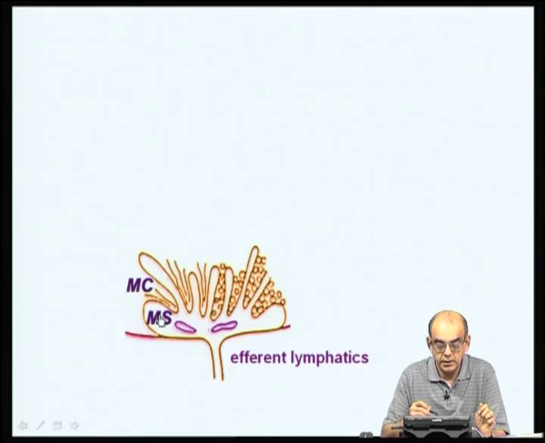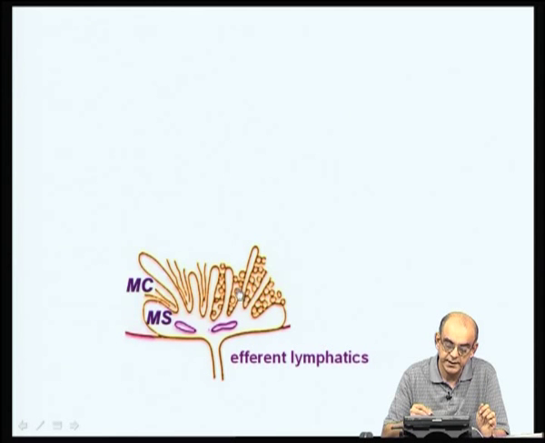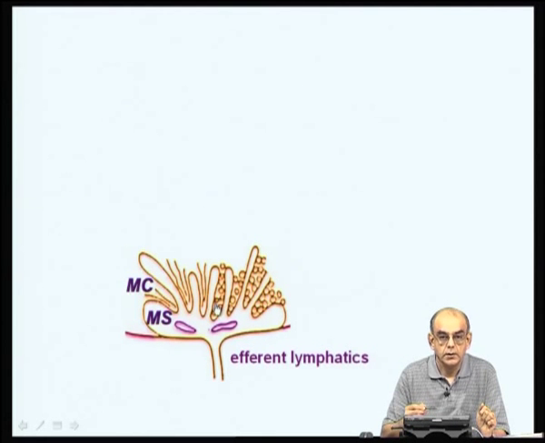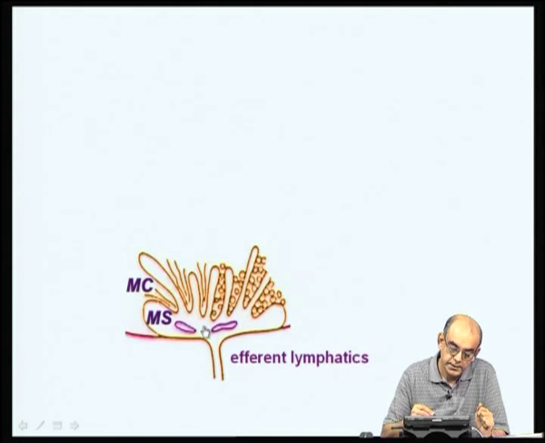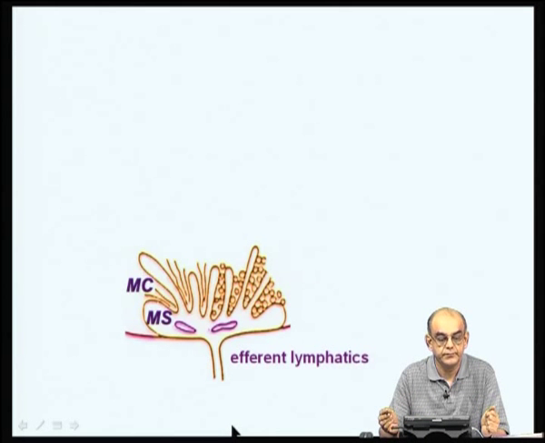So, these medullary sinuses and medullary cords are lined by these plasma cells or B cells which are secreting the antibody. So, the antibody that is secreted actually finds its way into this medulla or medullary sinus, after which it finds its way out of the lymph node through the efferent lymphatics.